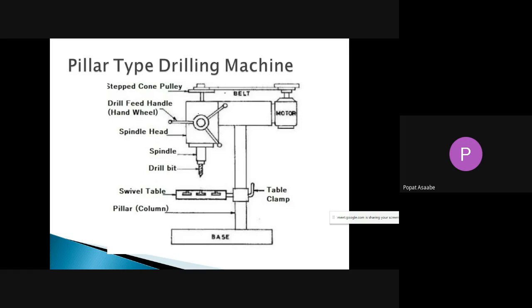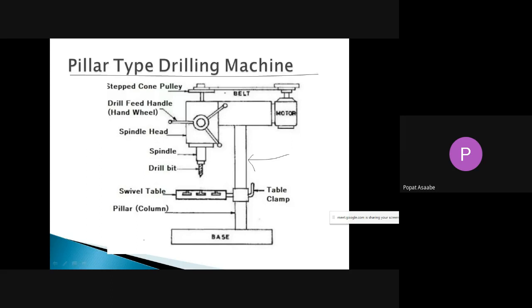In this type of drilling machine, one vertical column is present. See, this is the vertical column, and that vertical column is also called the pillar. So for this drilling machine they have given the name pillar drilling machine, simple. Now see, this is the pillar drilling machine. First we will see the construction of the pillar type drilling machine, means which parts are present in it.